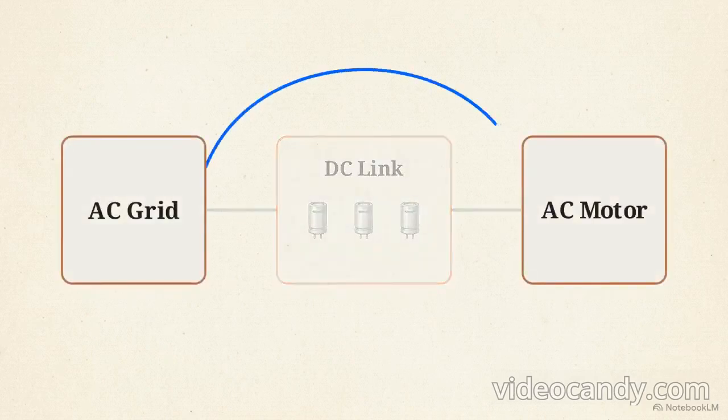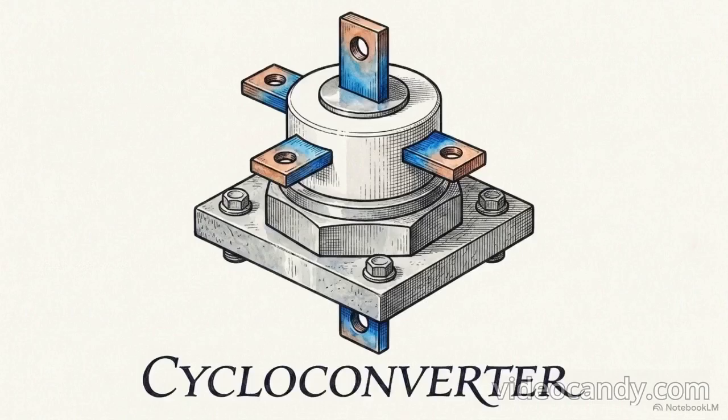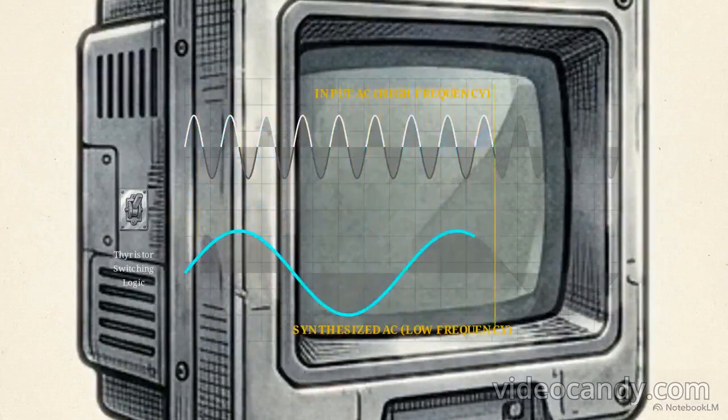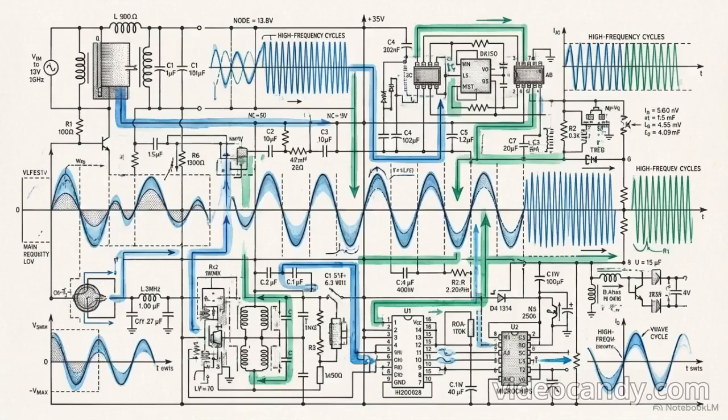Engineers need a way to bypass the intermediate DC link and synthesize the target frequencies directly from the raw incoming AC grid. The solution is a highly specialized power electronics topology called a cycloconverter. A cycloconverter takes alternating current at a fixed input frequency and switches it to output an adjustable, lower frequency AC wave, entirely eliminating the direct current stage.